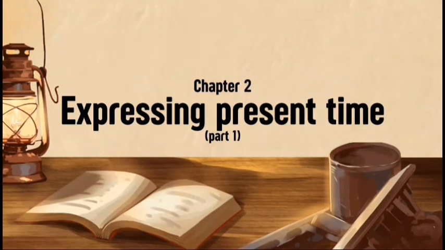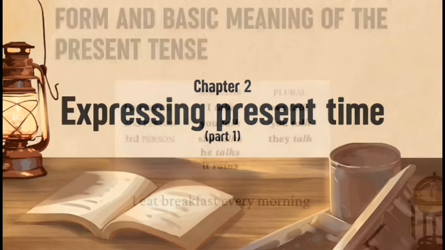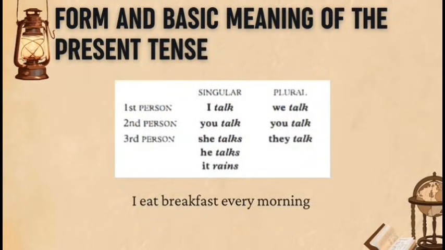Now let's move to Chapter 2, Expressing Present Time, Part 1. Form and basic meaning of the present tense. The simple present tense expresses habits. In the sentence, eating breakfast is a habit, a usual activity. Every morning means Monday morning, Tuesday morning, Wednesday morning, Thursday morning, Friday morning, Saturday morning, and Sunday morning.